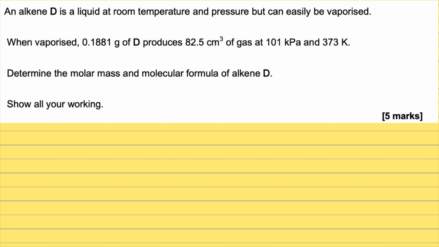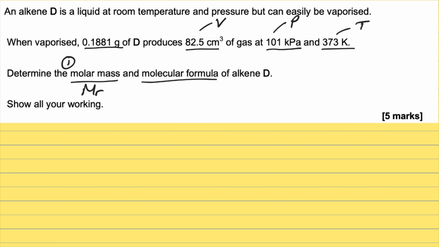When vaporized, 0.188 grams of D produces 82.5 centimeters cubed, that's our volume, of gas at 101 kilopascals, that's the pressure, and 373 Kelvin, that's the temperature. Determine the molar mass, MR, and molecular formula, so we've got two things to do. So that's the molecular formula of alkene, and it's an alkene D. Okay, so we've been given the mass here, and we're being asked to calculate the MR.